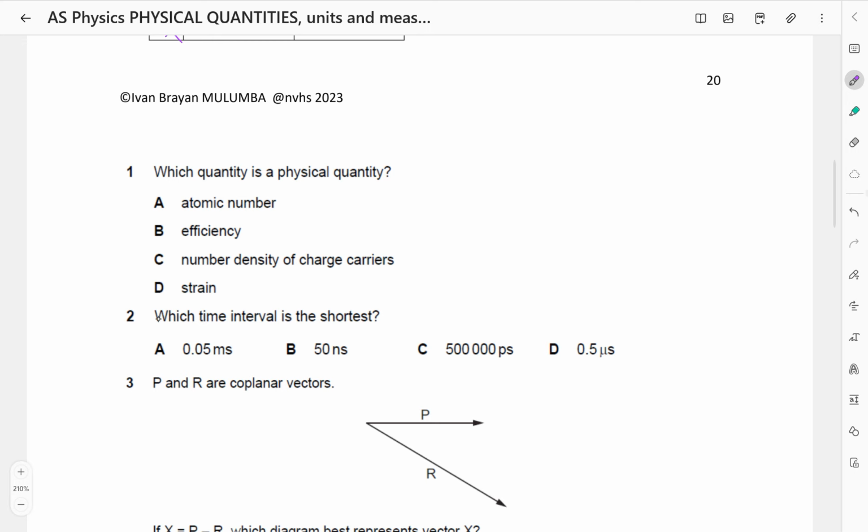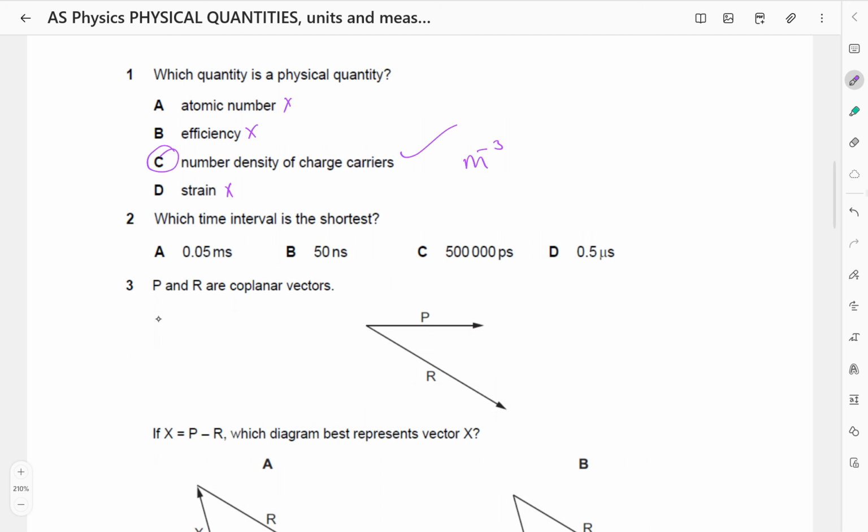Which quantity is a physical quantity? Remember, a physical quantity is one which can be expressed as a numerical magnitude with a unit. So atomic number has no units. Efficiency is a ratio. Number density of charge carriers is the number of charge carriers per unit volume. Strain has no unit, so the answer is C. C has units: number density of charge carriers, that is number of charge carriers per unit volume, which has unit per meter cubed.